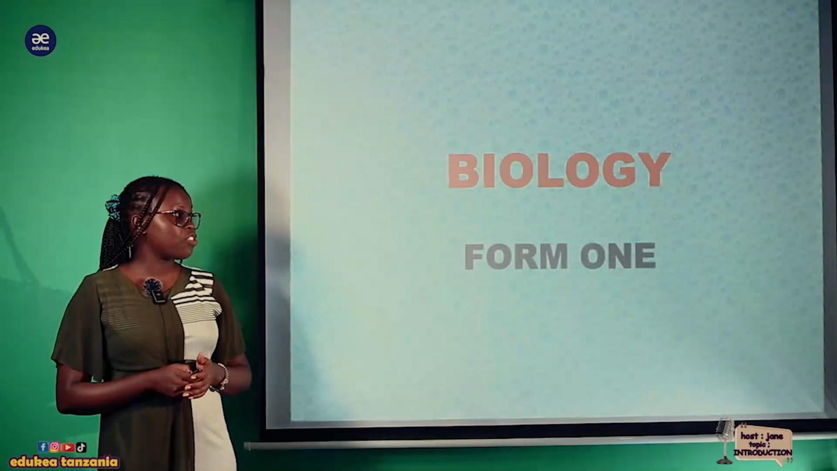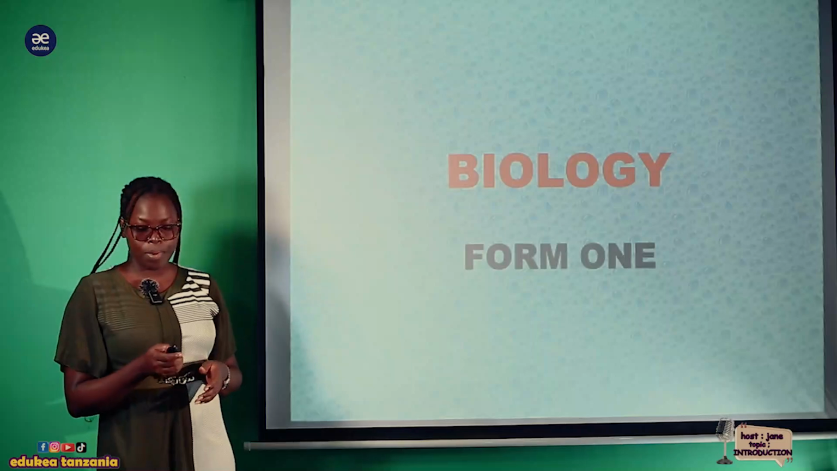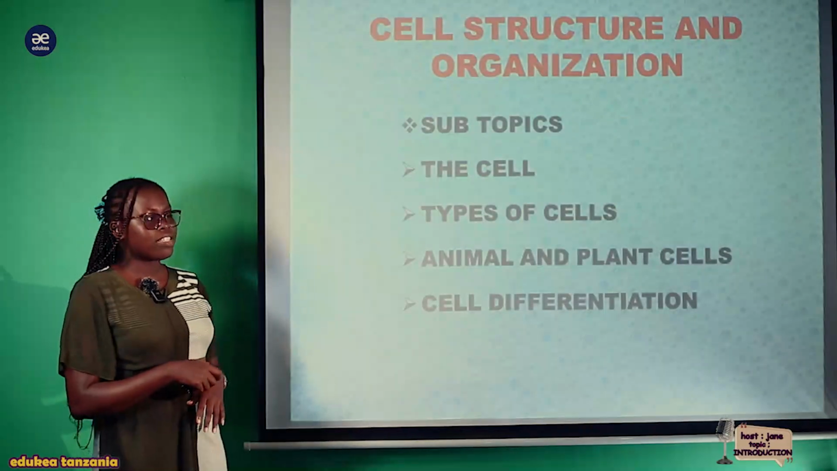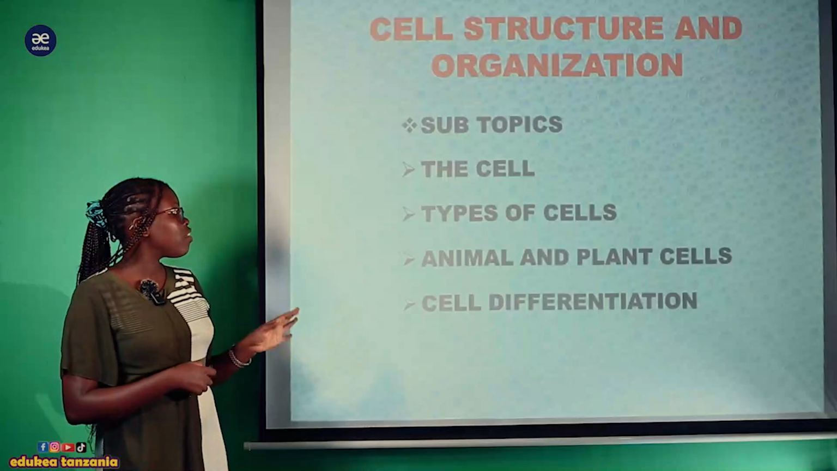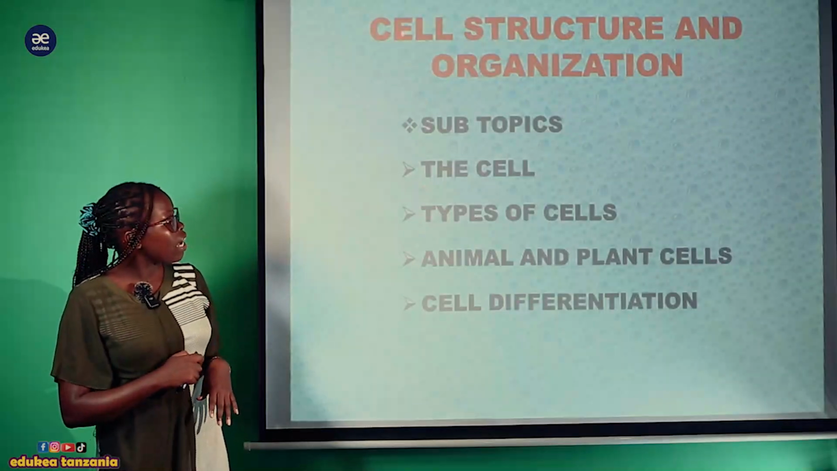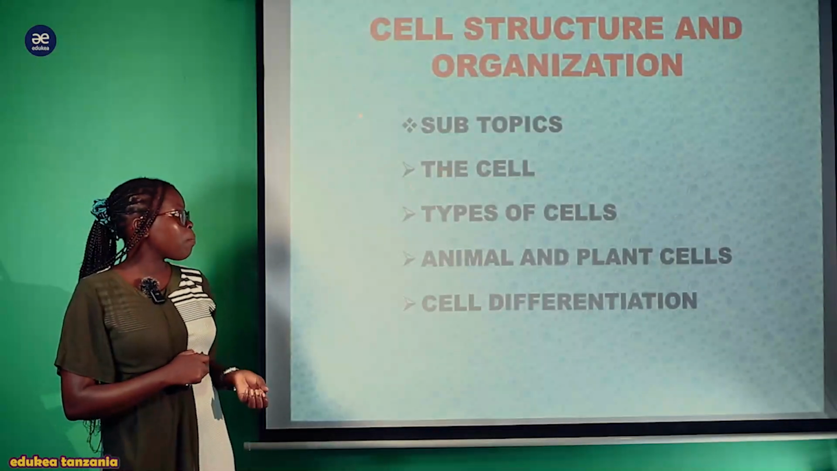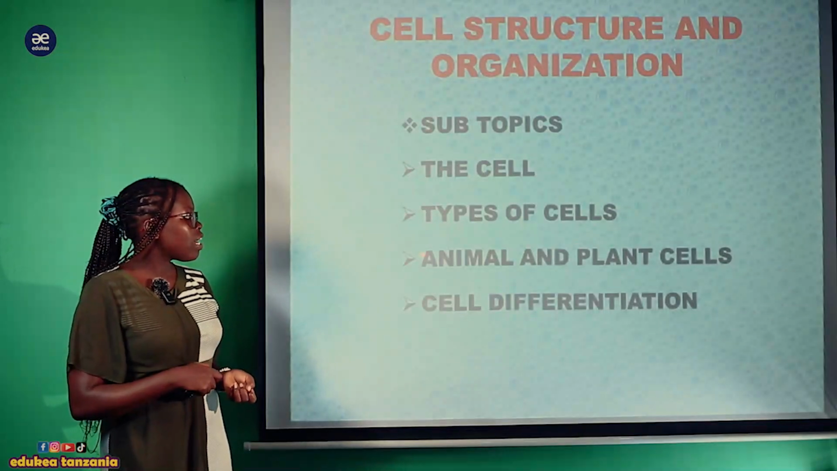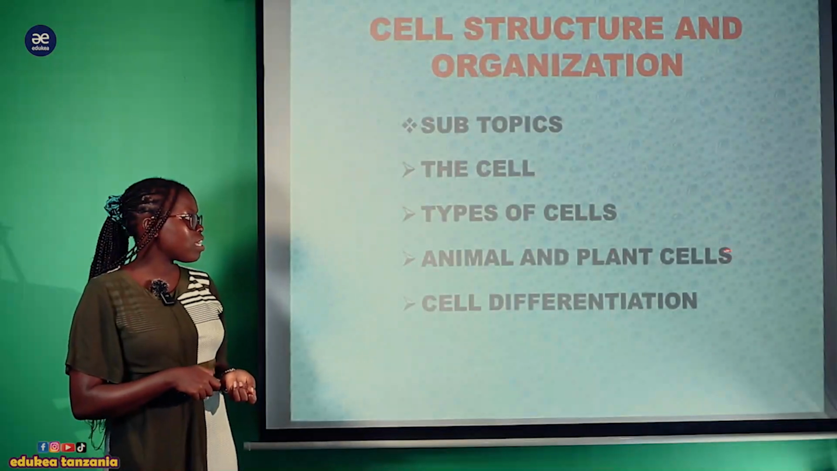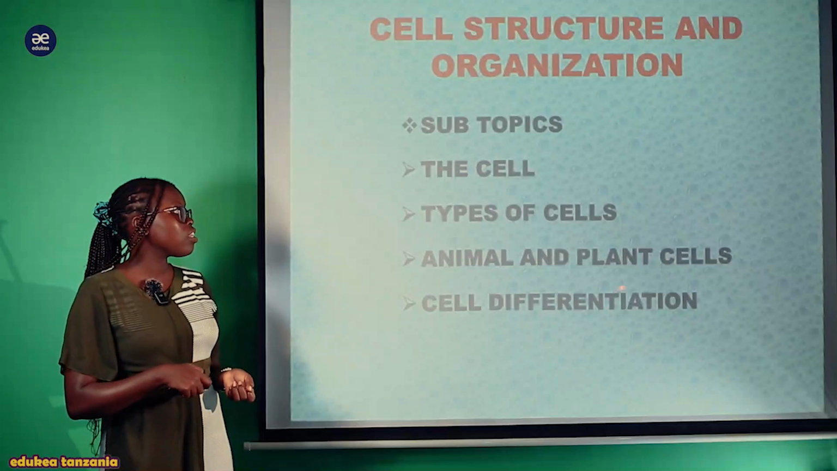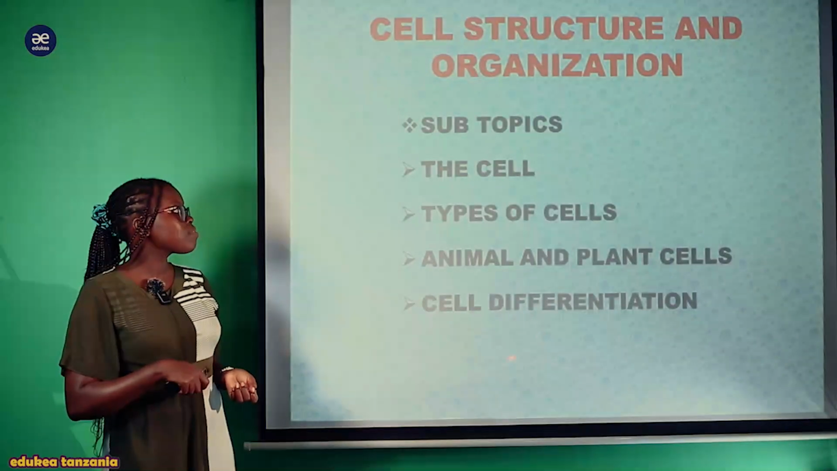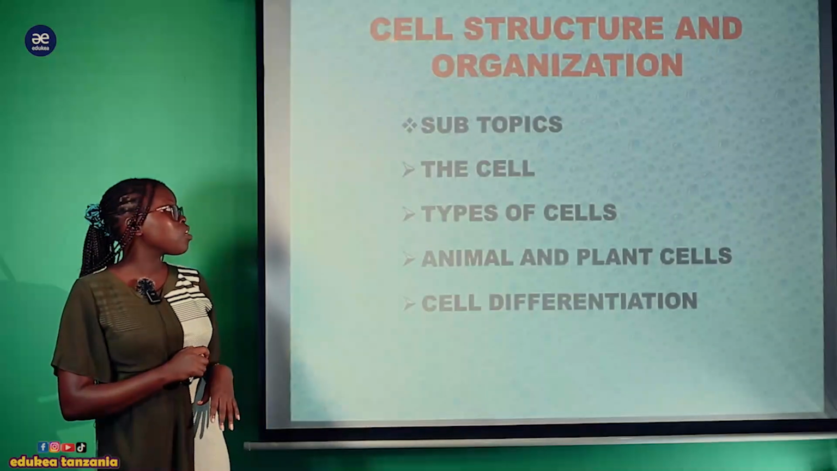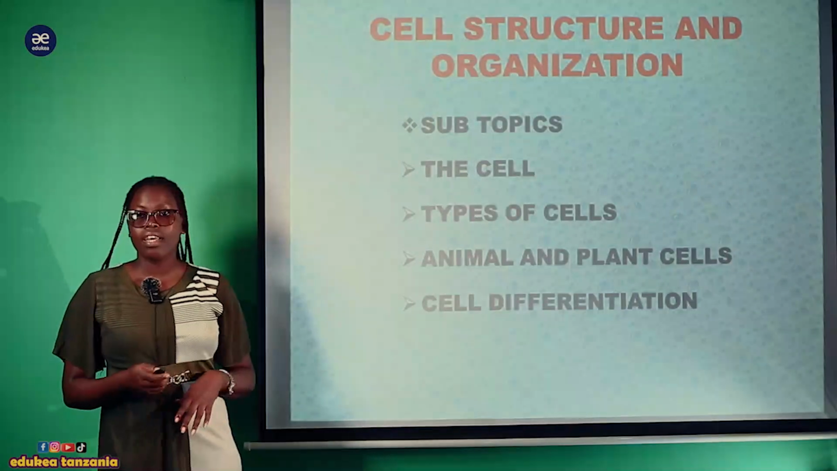And in today's session, we learn our lovely topic known as cell structure and organization. This topic comprises four subtopics. The first subtopic is cell, the second is the type of cell, the third is animal and plant cell, and the last one is cell differentiation. We'll pass through these subtopics so as to be familiar with this topic known as cell structure and organization.